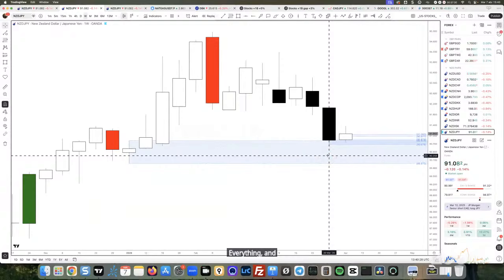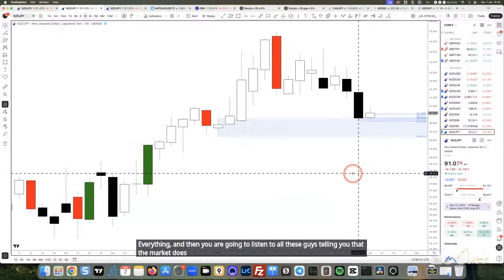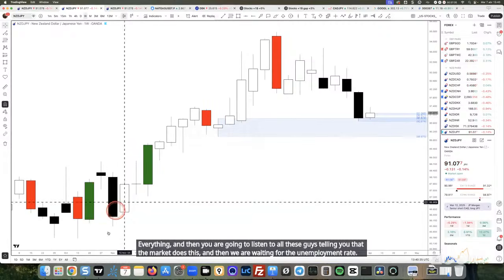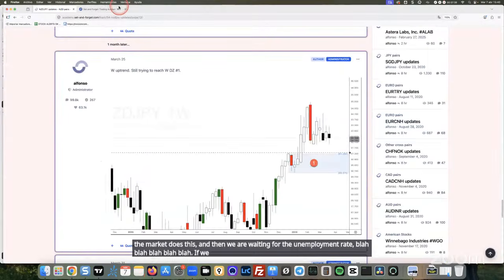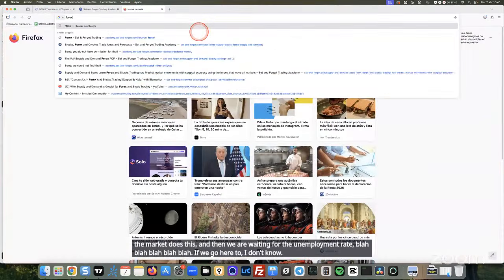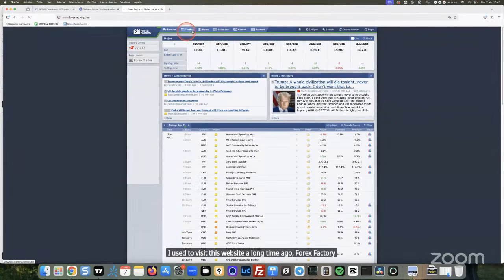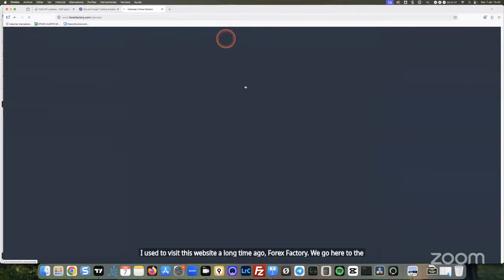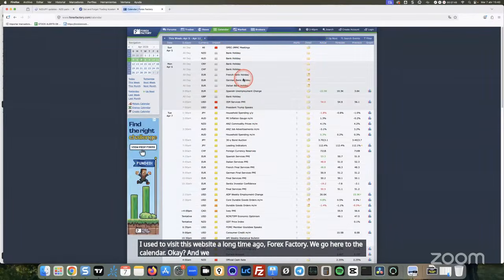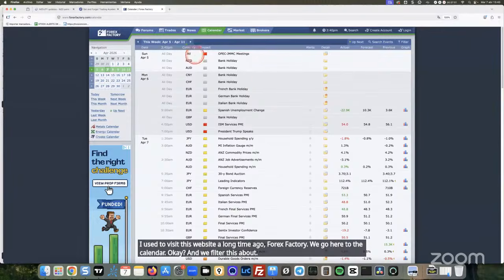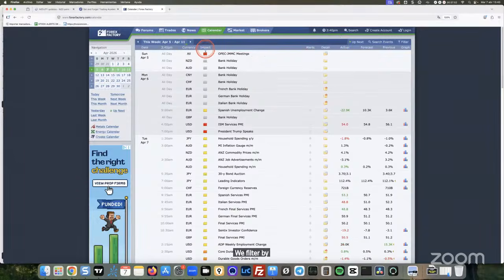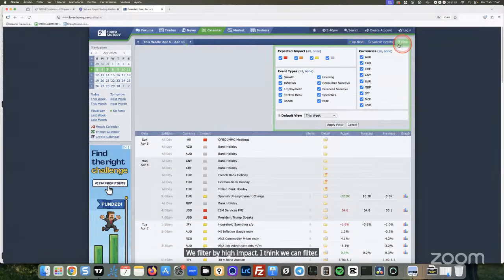And then you are going to listen to all these guys telling you that the market does this, and then we're waiting for the unemployment rate, blah, blah, blah. If we go here to, I used to visit this website a long time ago, Forex Factory, to the calendar, and we filter by high impact. I think we can search filter high impact and medium impact.